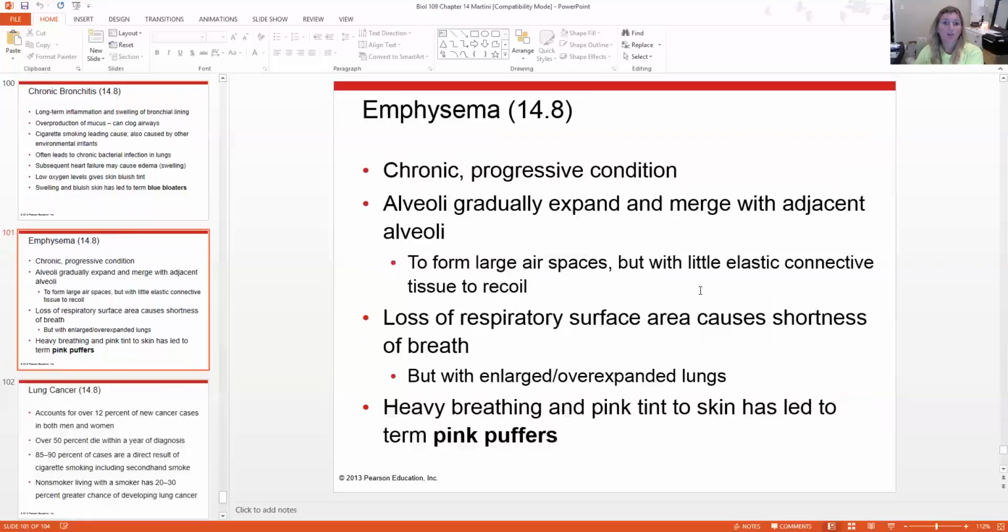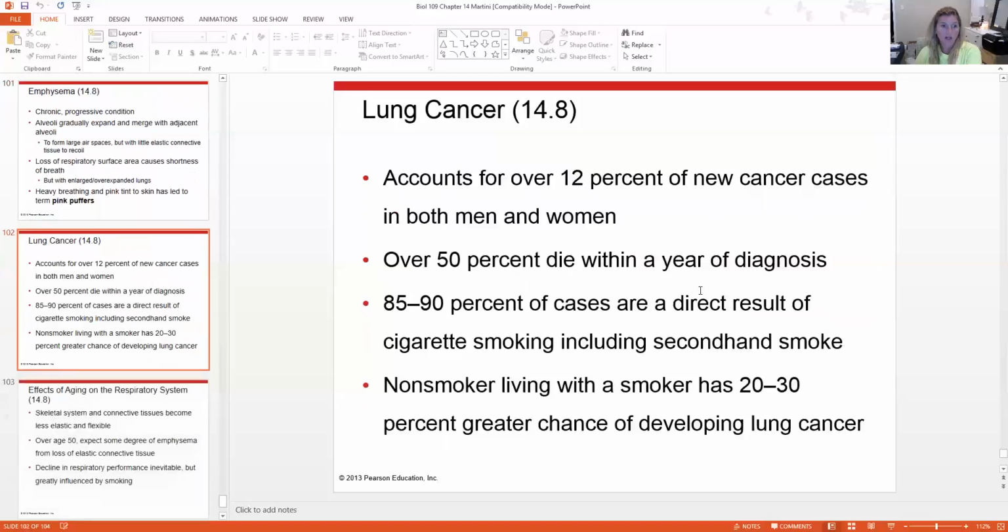Finally, emphysema, which is a chronic progressive condition. The alveoli gradually expand and merge with adjacent alveoli. So ultimately, there's little elastic connective tissue there for recoil. So you're losing respiratory surface area, and that's going to cause shortness of breath. Enlarged and overexpanding lungs are still there, your lung tissue can still expand, but those alveoli and bronchioles can't. Heavy breathing, pink tint to the skin has led to the term pink puffers instead of blue bloaters. Again, clinical terms used to characterize patients.